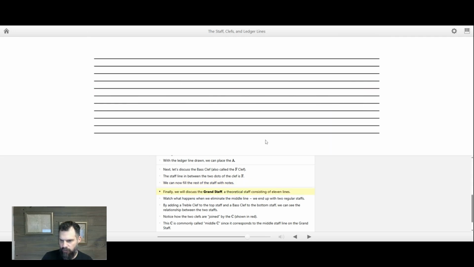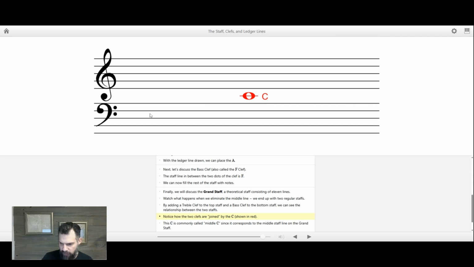Now, the grand staff. Theoretically, they say it's consisting of 11 lines. That is true. But we usually take out the middle line. We put the two staffs, the two clefs up here, the G clef and the F clef. And now they're joined by this space in the middle with an imaginary line running through it. And that's what we call middle C. It's middle C. And I'll demonstrate this.